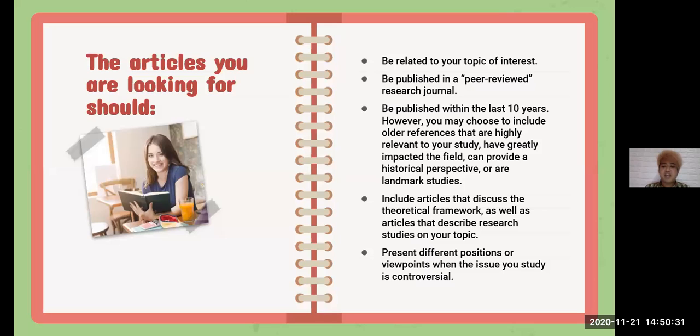As well as articles that describe research studies on your topic. Present different positions or viewpoints when the issue you study is controversial. You must be academically honest when you discuss these viewpoints. Do not leave behind those viewpoints that do not fit yours. As a researcher, dapat intellectually honest ka, ito po yung pinagtatalunan nila. So, hindi ka dapat bias over the other. Dapat i-present mo pa rin yan sa iyong research. Meron siyang pinipresent na positions, yung mga articles, hindi lang siya bias sa isa, no?